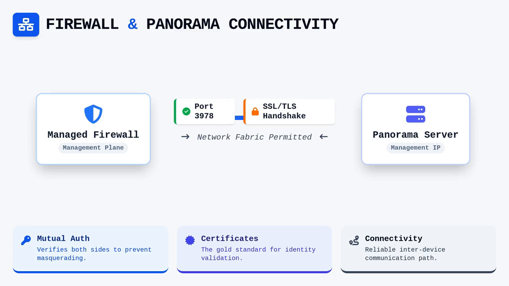To bridge the gap between individual firewalls and the central platform, we must establish reliable inter-device connectivity. This communication is facilitated through specific protocols that ensure secure interaction between the managed firewalls and the Panorama management server. When a firewall is registered to Panorama, it initiates a connection using the management plane interface, typically directed to the Panorama management IP address over port 3978. It is vital to recognize that this communication path must be explicitly permitted through the network fabric, ensuring that the necessary traffic is not dropped by intermediate security controls.